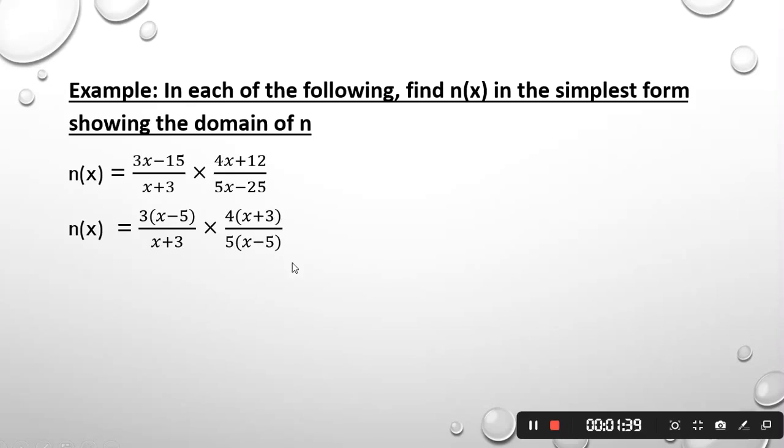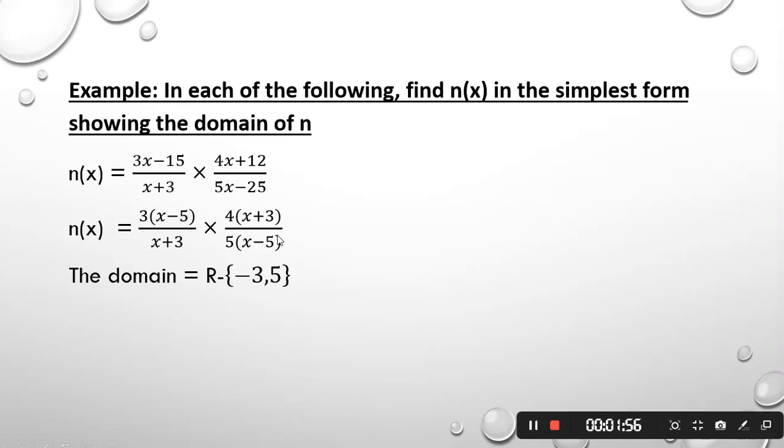Then find the domain. Look at the denominators. Here x should not be negative 3, and here not 5. So the domain equals R minus {negative 3, 5}.